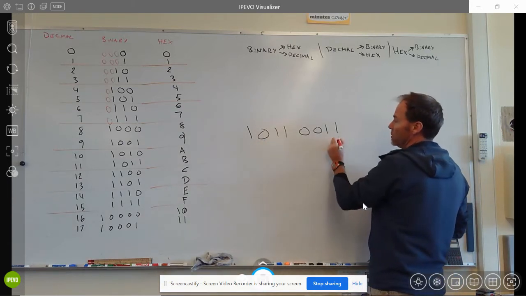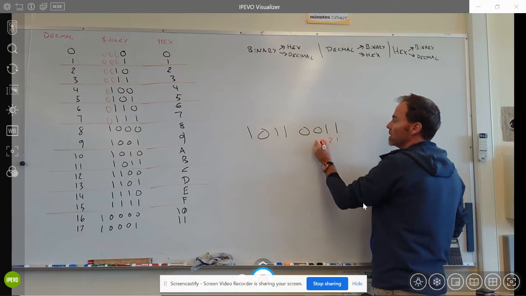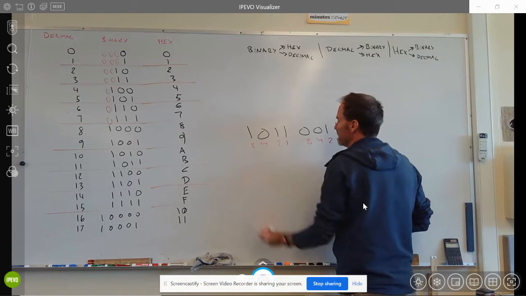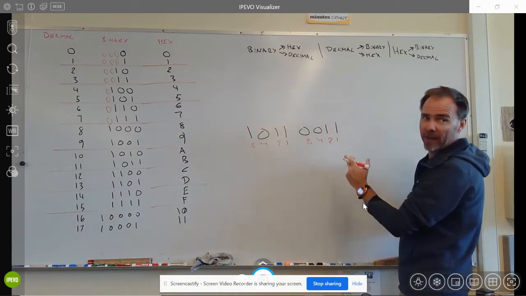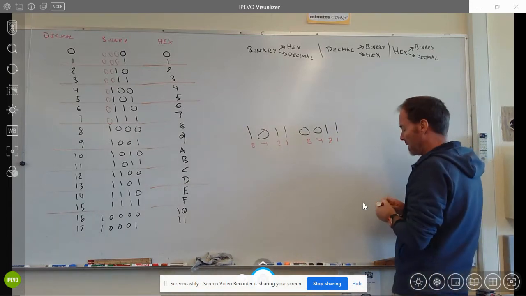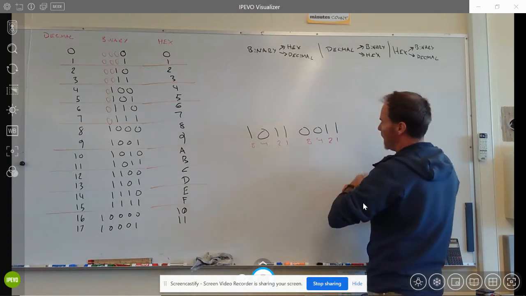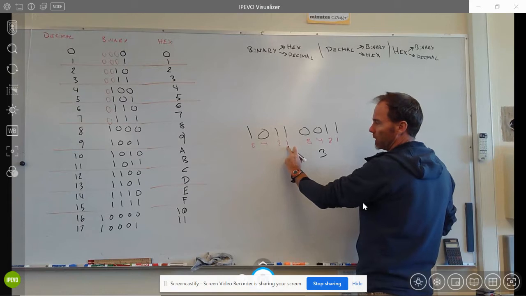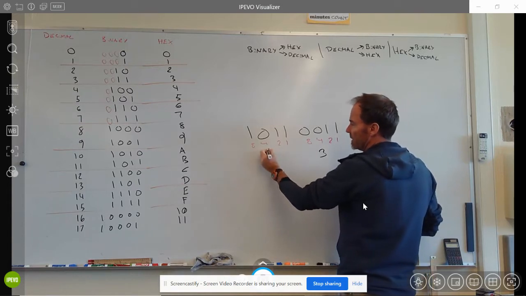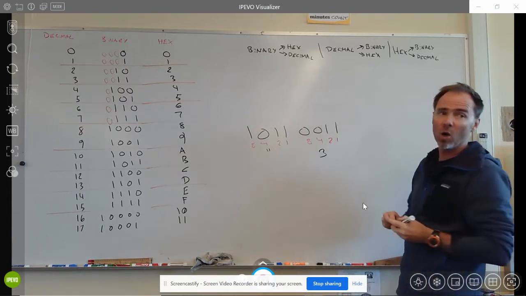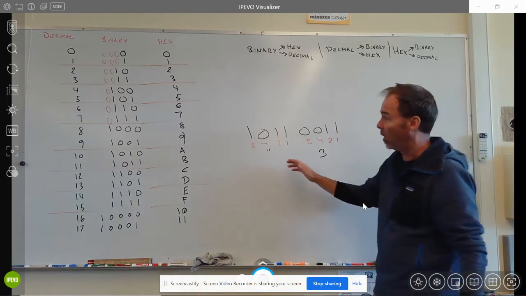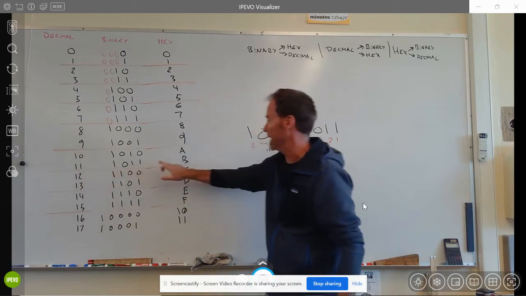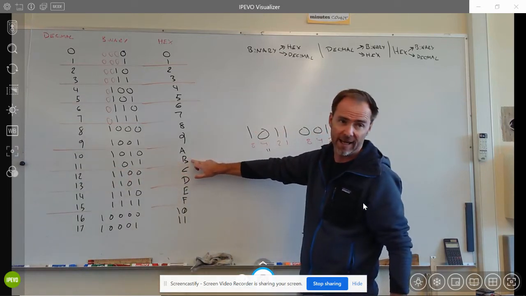So I have 1, 2, 4, 8, 1, 2, 4, 8. I add up anything I have a 1 by. So 2 plus 1 is 3. 8 plus 2 plus 1, 8, 9, 10, 11. But there's no 11 in hex, right? Our number is not the same. If I go 11, that's going to be B in hex.